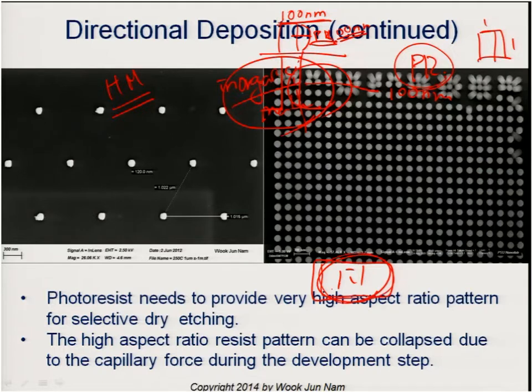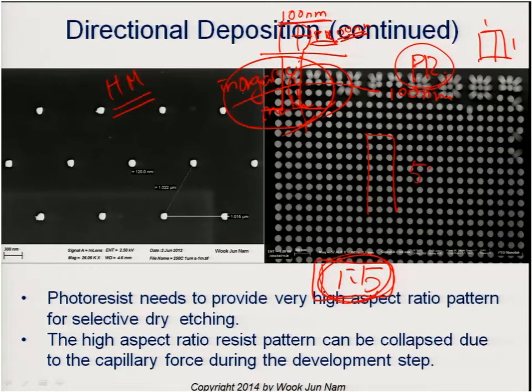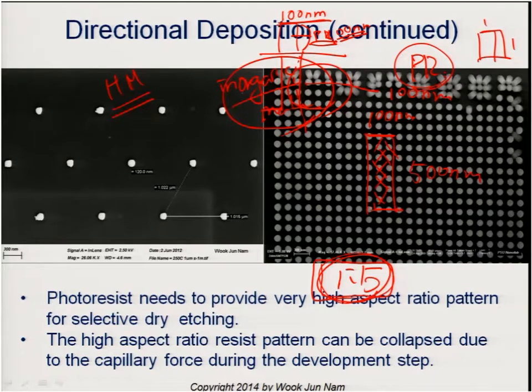But this etch selectivity is much more like 1 to 5. So if you need to have about 500 nanometer height patterns, but still want to have 100 nanometers in diameter, if you need this kind of tall structures, what happens is after the exposure, you need to do the development. But that development process is wet processing.